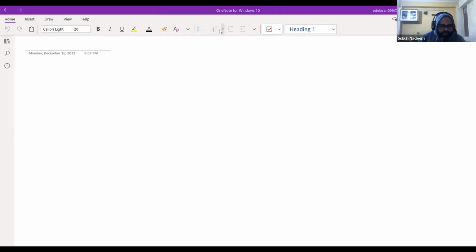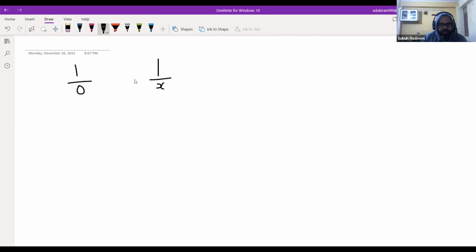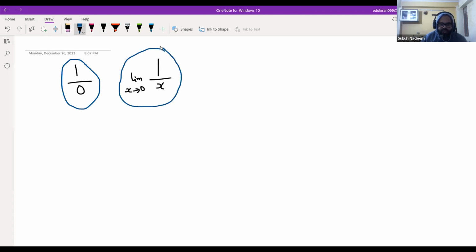So there is a difference between these two terms, 1 by 0 and 1 by approaching 0. These two things are different. This is directly saying 1 by 0. This is not saying 1 by 0. It is saying that 1 is being divided by a value x, and x is approaching 0, so some value which is approaching 0. If you write it in English instead of mathematics, you will say 1 by approaching 0. So there is a difference between 1 by approaching 0 and 1 by 0.